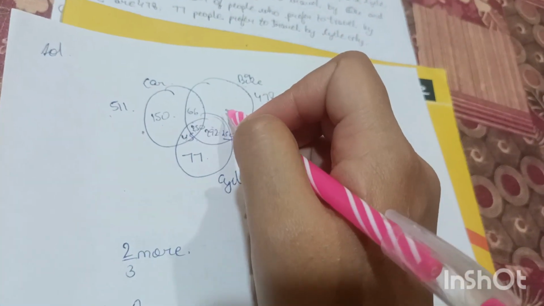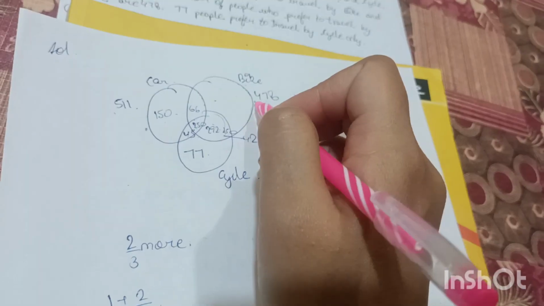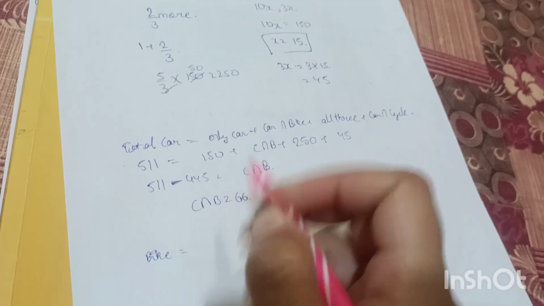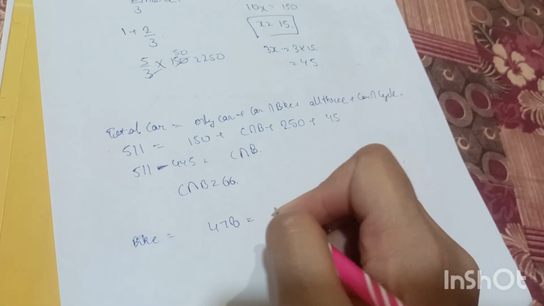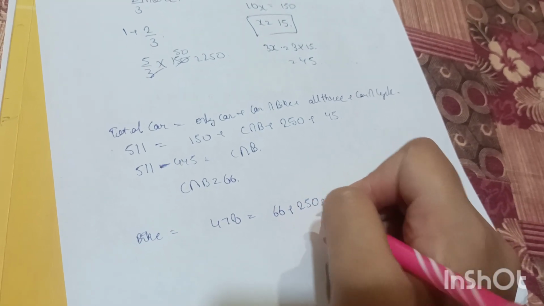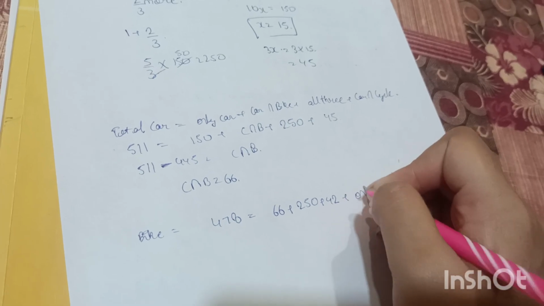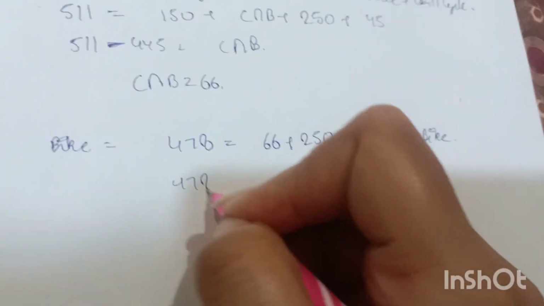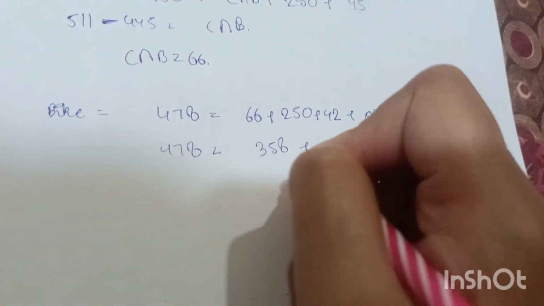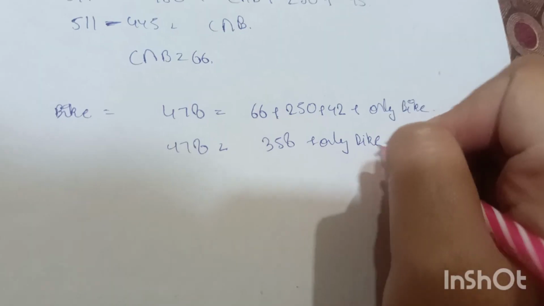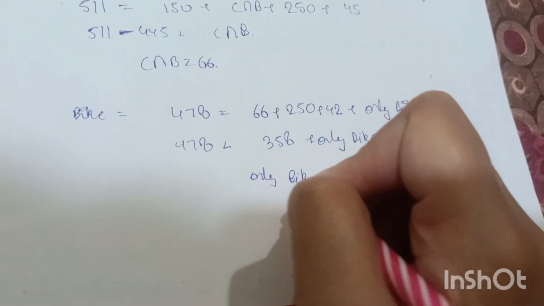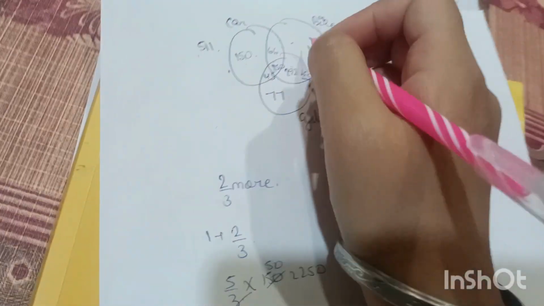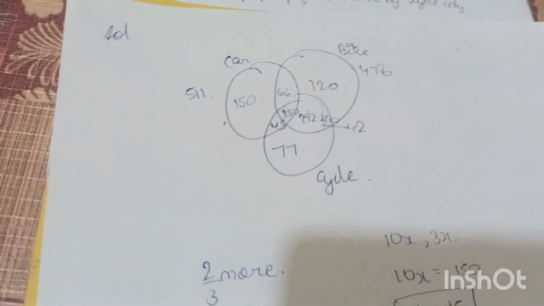And for finding only bike, you have to add all this and subtract from this. So for bike, 478 equals 66 plus 250 plus 42 plus only bike. When you calculate it, you will get the value as 358 plus only bike. So when you have to find the value for only bike, you have to subtract this and this. So you will get the value as 120. So over here the value will come as 120. So your Venn diagram is made.